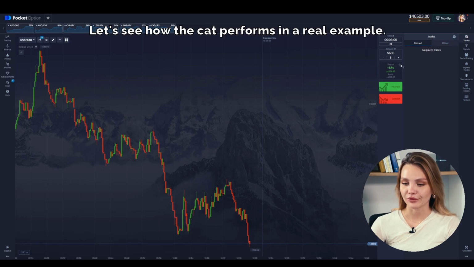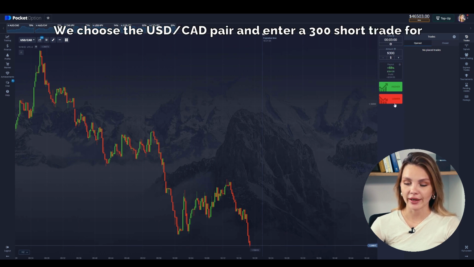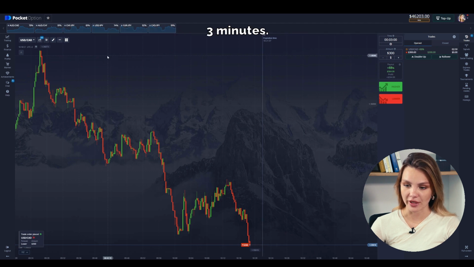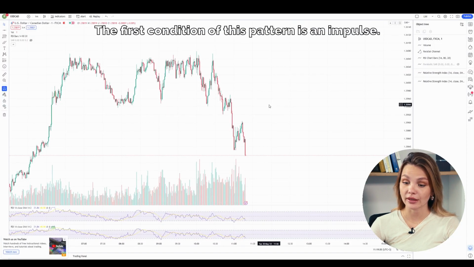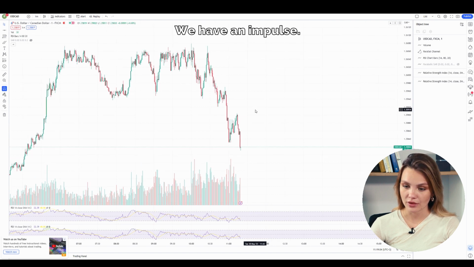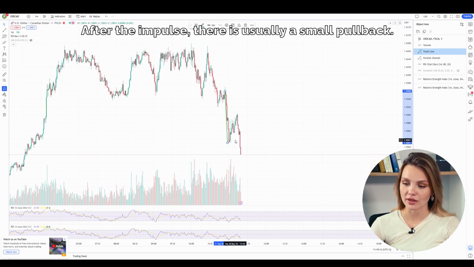Let's see how the cat performs in a real example. We choose the USD and CAD pair, enter a $300 short trade for 3 minutes. And now let's recall the dead cat. The first condition of this pattern is an impulse. We have an impulse. After the impulse, there's usually a small pullback.